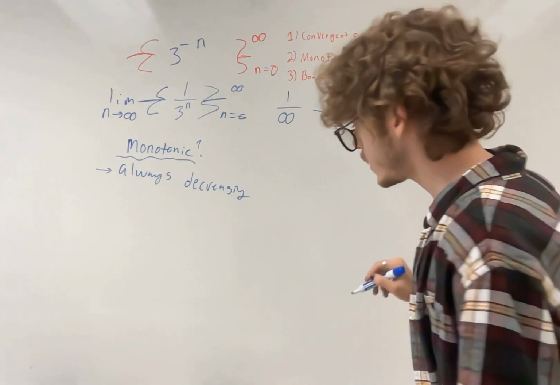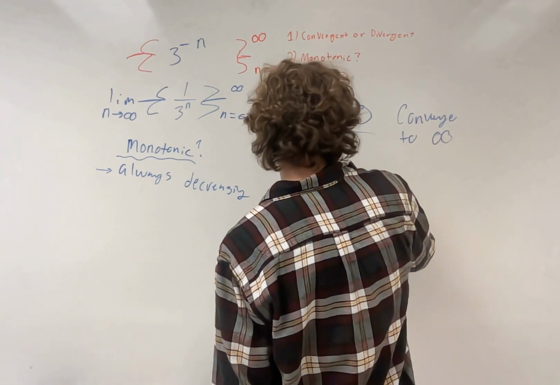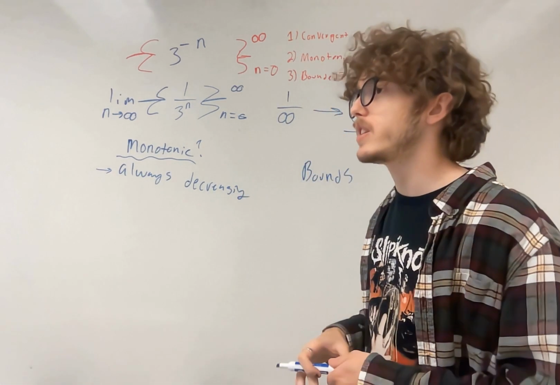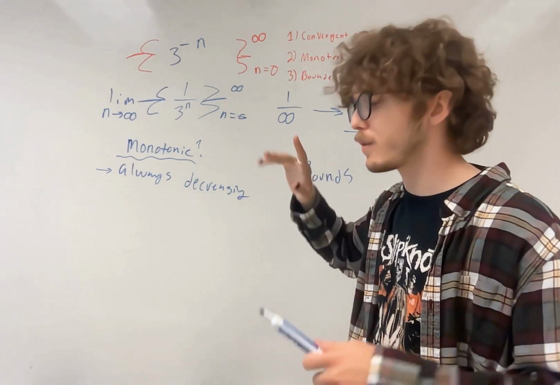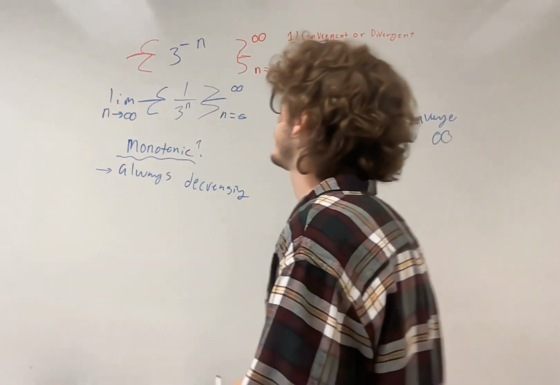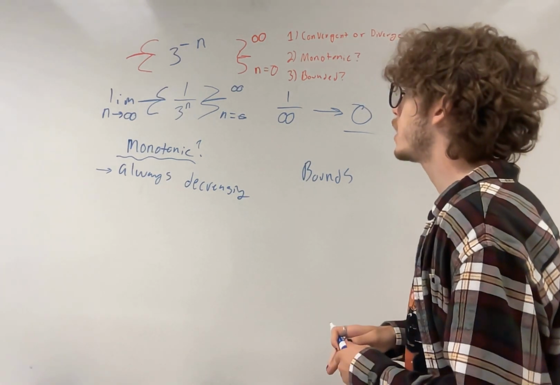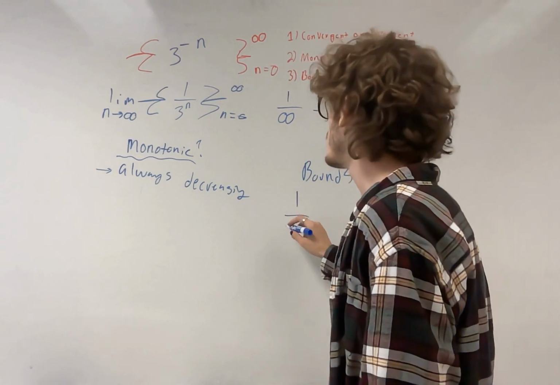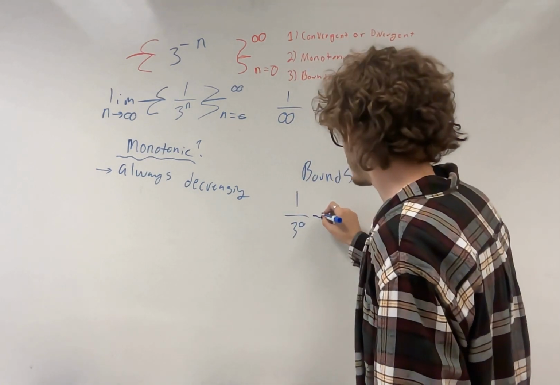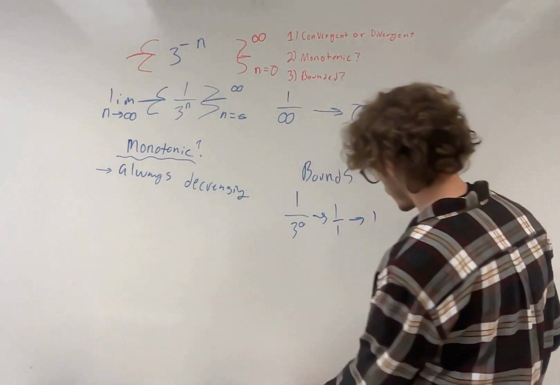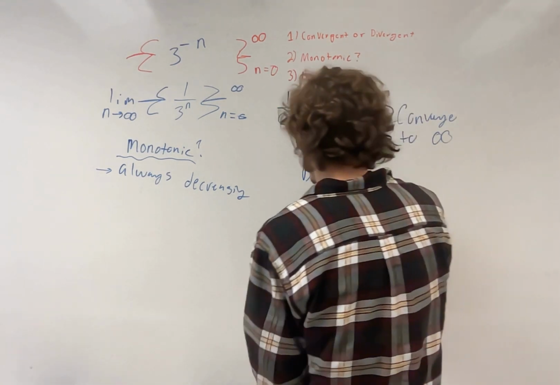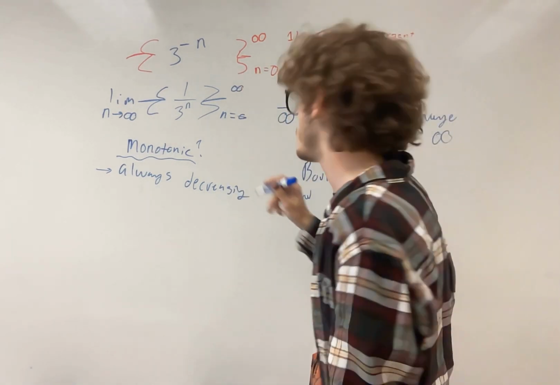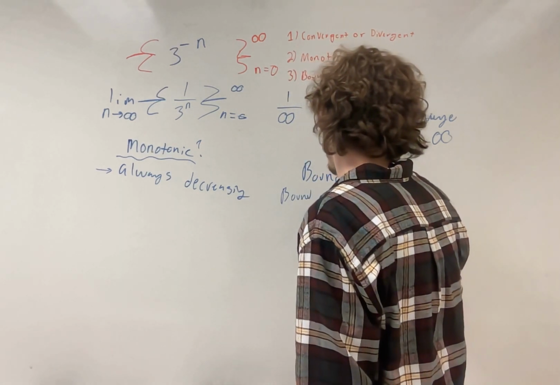We're convergent to 0. What about the bounds? What are the bounds of this function? Well, our upper bound, if we're always decreasing, is going to be whatever value comes first, right? Because if we're always decreasing, we want to be at the first point. So how we do that is, if we're starting our sequence at 0, we just plug in 0. So 1 over 3 to the 0 is equal to 1 over 1, which is equal to 1. So we are bounded above, or otherwise we have a ceiling. We're bounded above at 1.